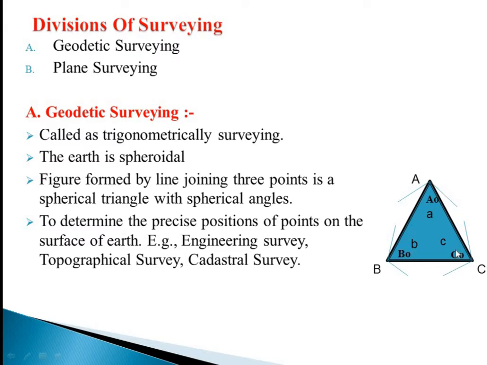Figure shows a spherical triangle ABC. The angles A0, B0 and C0 are the spherical angles. In the figure AB, BC and CA are the sides of the spherical triangle. The arc sides are showing the curvature of earth. If we ignore the curvature of earth, the figure thus formed is a plane triangle ABC which is shown by straight lines. Straight lines AB, BC and CA are the sides of a plane triangle. The angles A, B and C are plane angles.